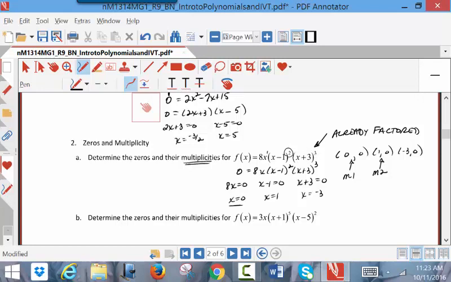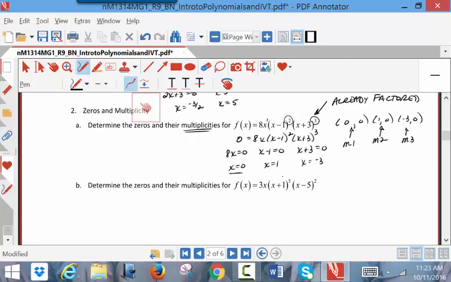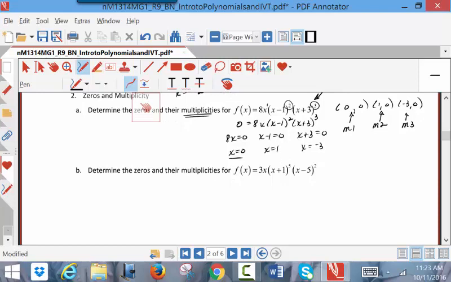The negative 3, 0 came from this last term right here that I'm circling with my cursor. And so its exponent was a 3. This x-intercept is a multiplicity of 3. So you go back to your original function in factored form and look at the exponents, and that tells you the multiplicity. So if that's a little bit confusing, let's do another one. Now let's take a look at this one to kind of get that a little more clear in our head.